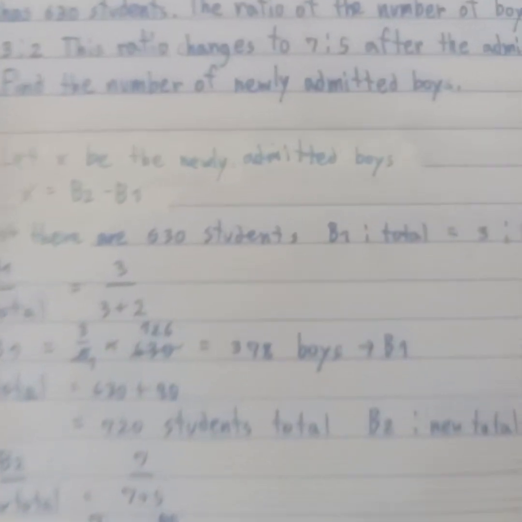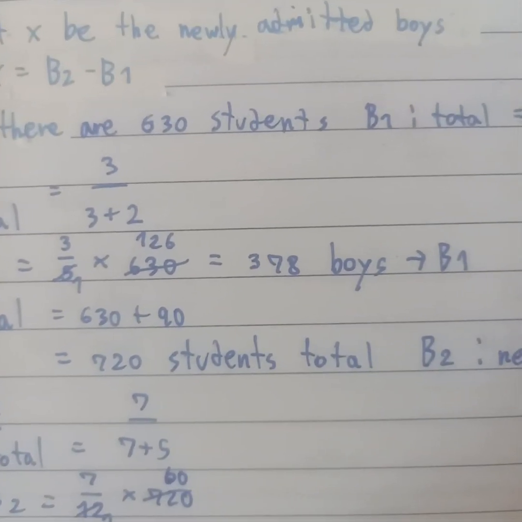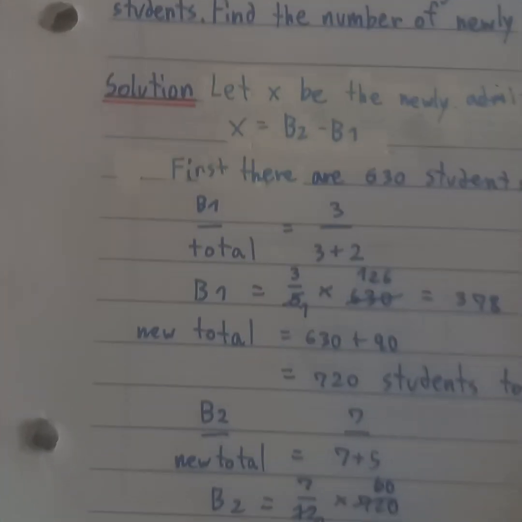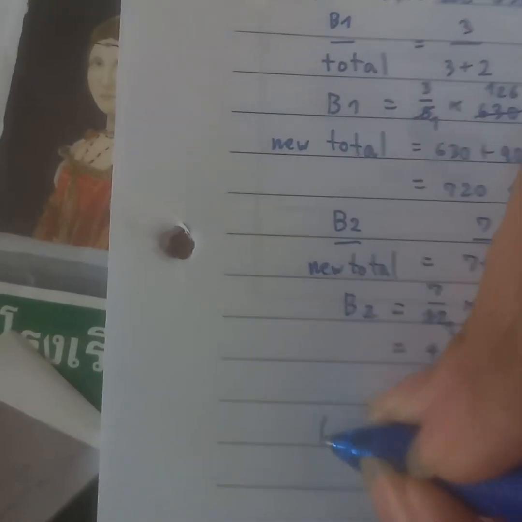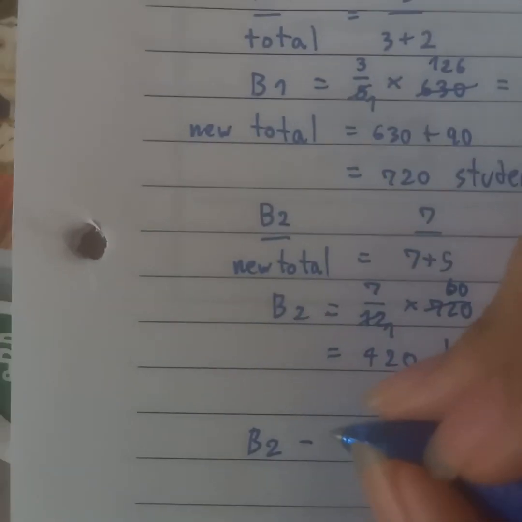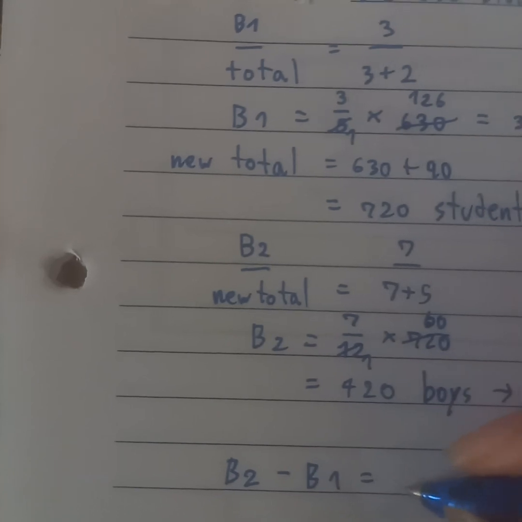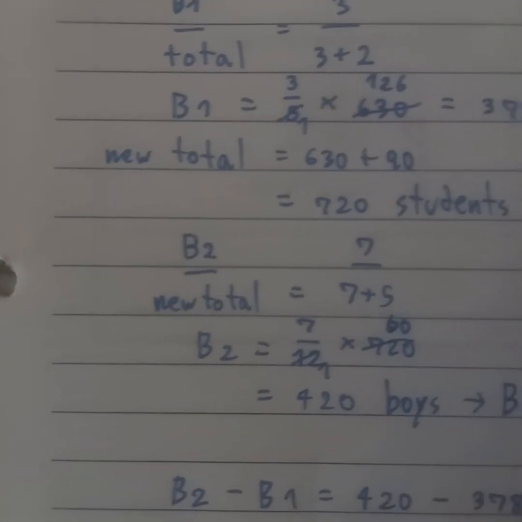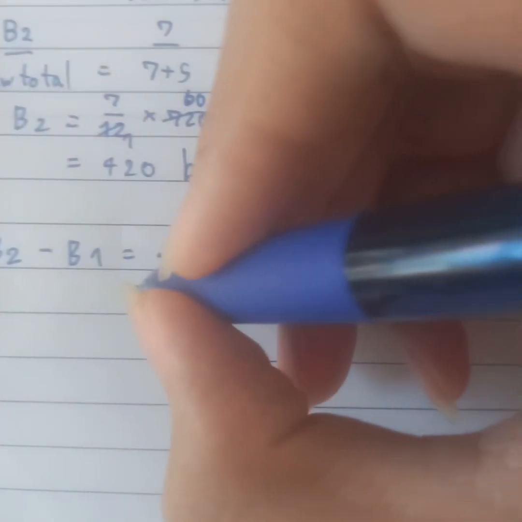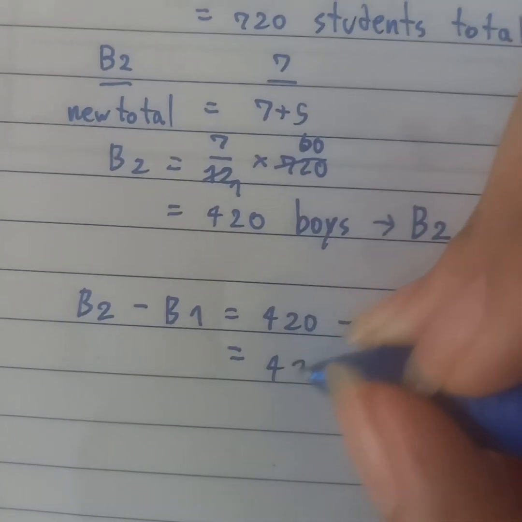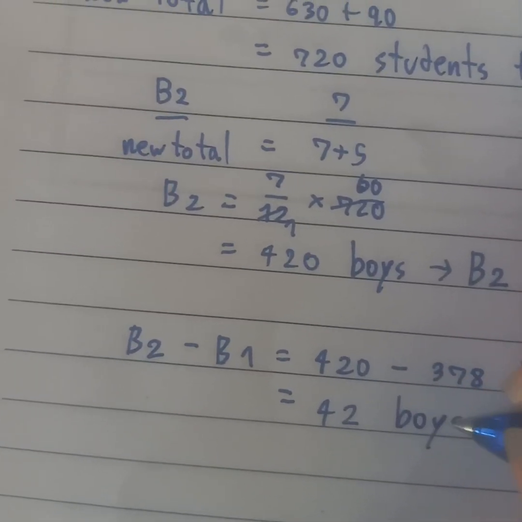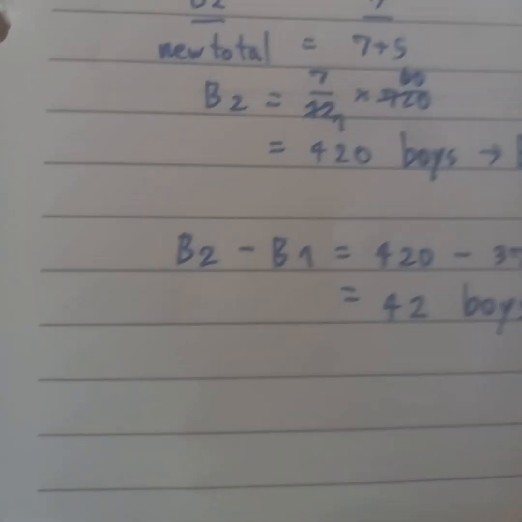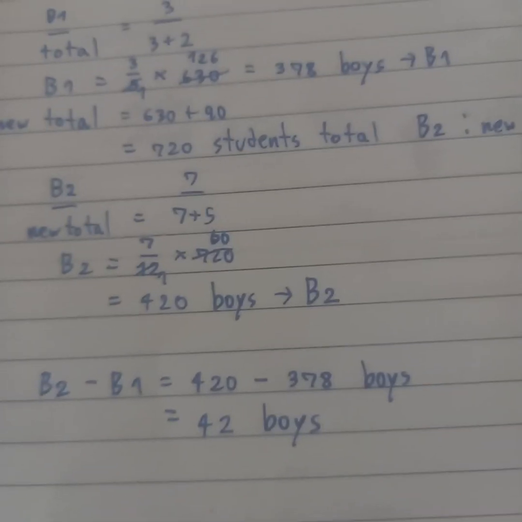Now that we have both B1 and B2, we can finally find X, the number of newly admitted boys. So B2 minus B1 equals 420 minus 378 boys, which equals 42 boys. So now we have found that X equals 42 boys.